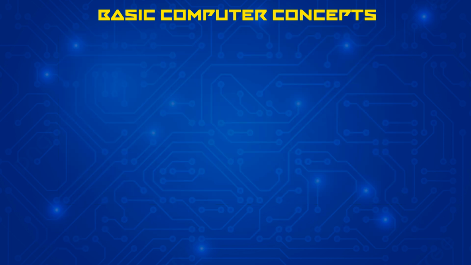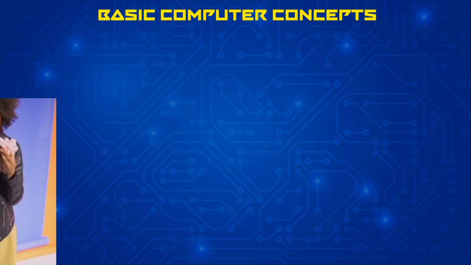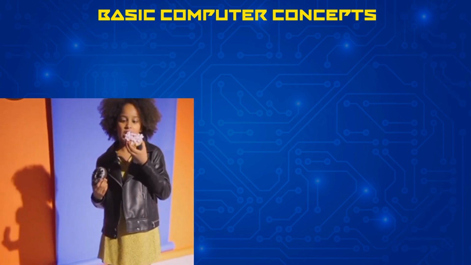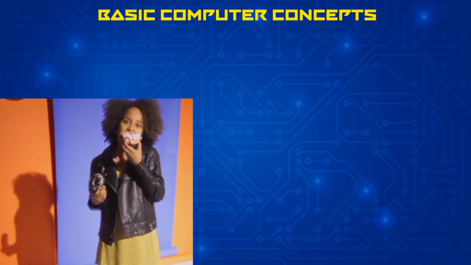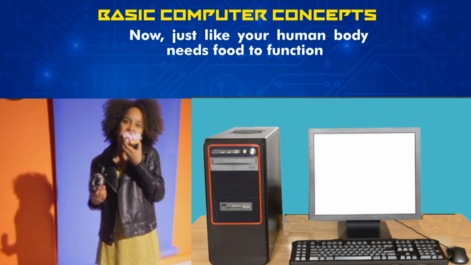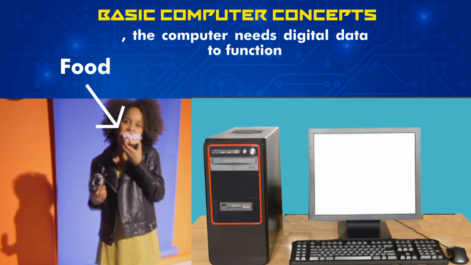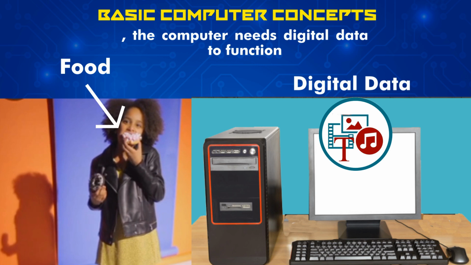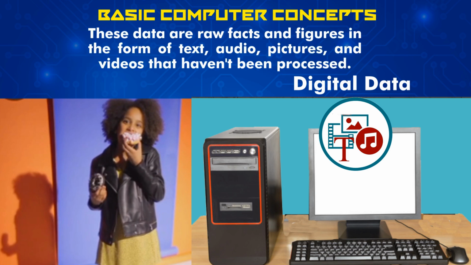Okay, now let's look at a young kid eating food on one side and look at the computer on the other side to make comparison. Now, just like your human body needs food to function, the computer needs digital data to function. These data are raw facts and figures in the form of text, audio, pictures, and videos that haven't been processed.